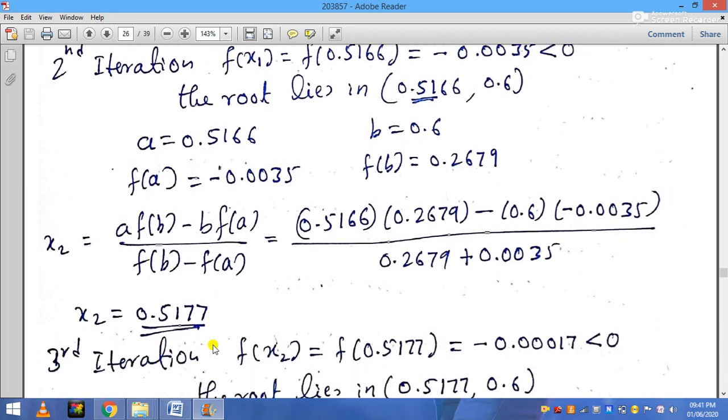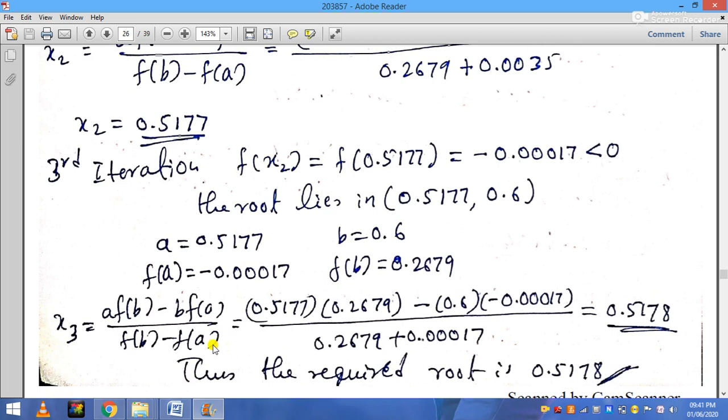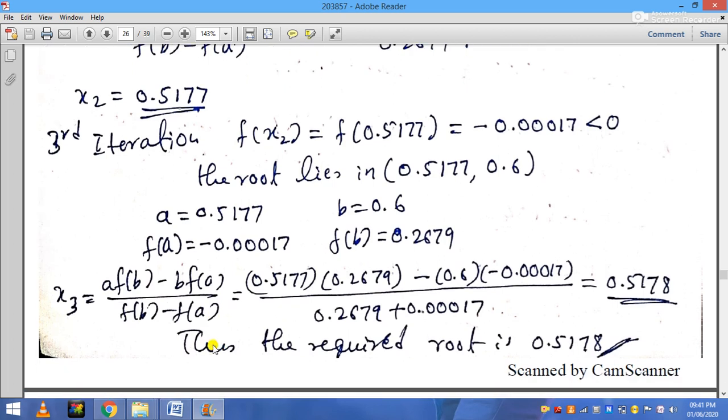So the distance is nearly 10 difference. Distance between x1 and x2 is 0.0011. So let us solve one more iteration, and try to make the distance between the two iteration answers less. For that, solve one more iteration. Already you know, if the consecutive iterations are nearly the same, then it will be taken as the answer.